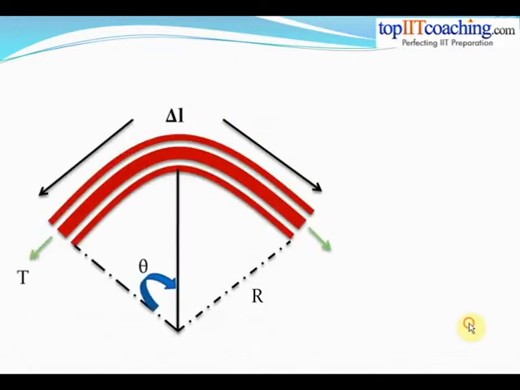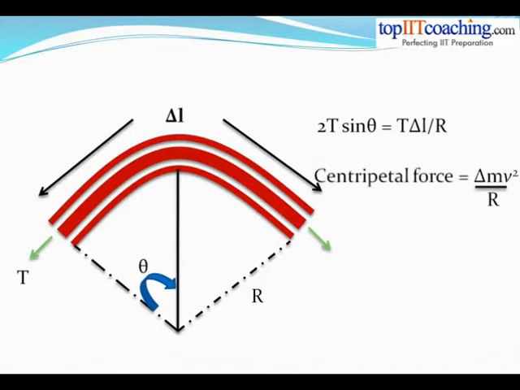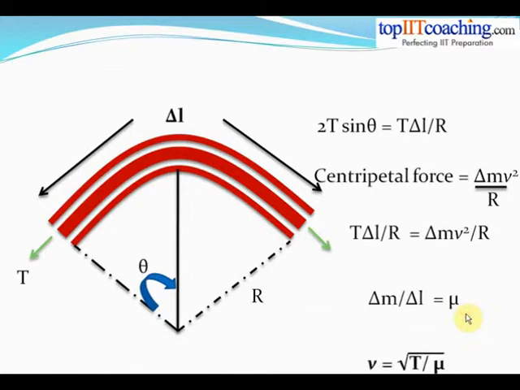Then we can substitute this value of sine theta in the expression 2T sine theta. That is, 2T sine theta is equal to T into delta L divided by r. Now we can equate 2T sine theta to the centripetal force delta m into v square by r. So we see that T delta L by r is equal to delta m into v square by r. Now when we take delta L here to the other side, it comes in the denominator, and delta m divided by delta L is mu, that is the mass per unit length. That gives us the final expression.